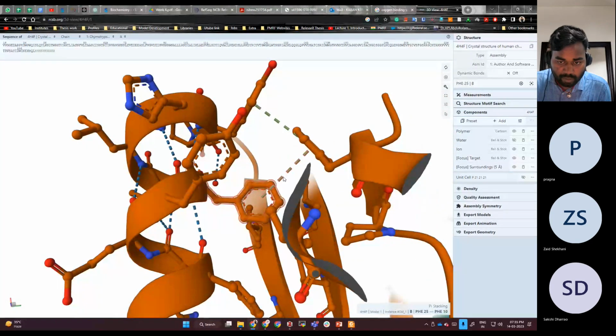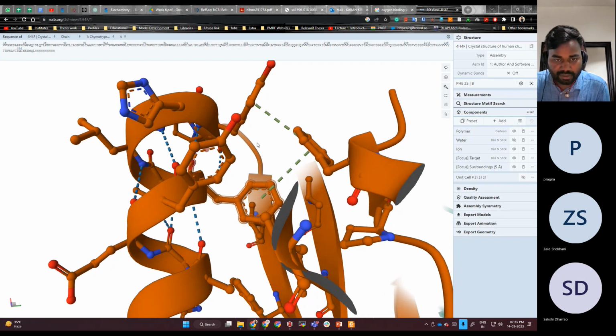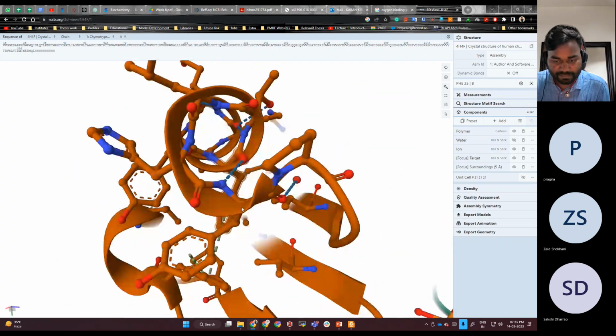See what the distance is. This is the distance between phenylalanine 25 and phenylalanine 28, so this is the intermolecular distance. Now this distance is for the tyrosine 29 and phenylalanine 10. So this is how you see the interaction.